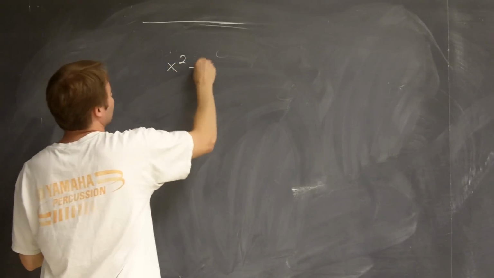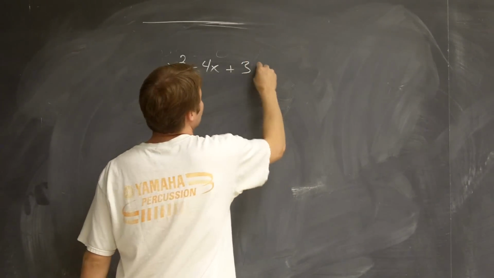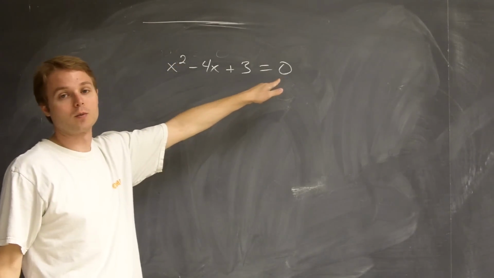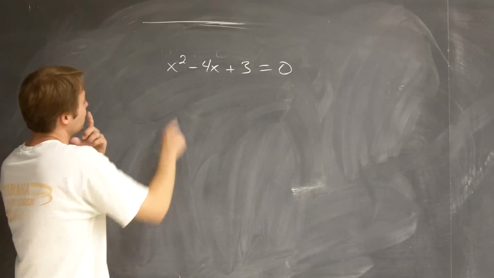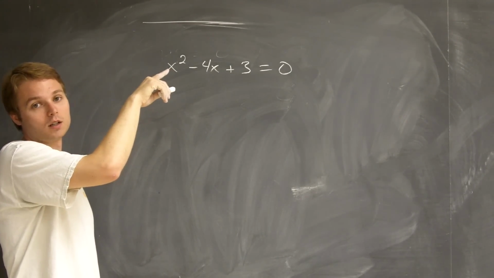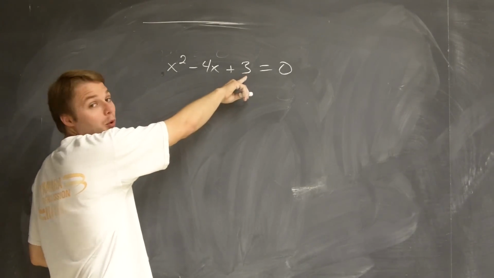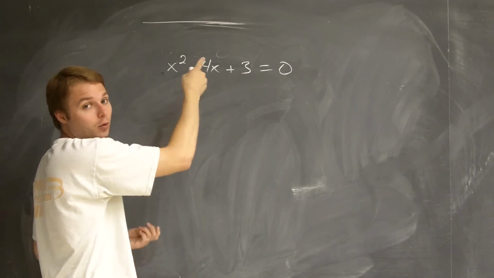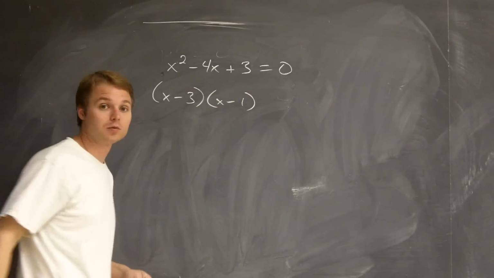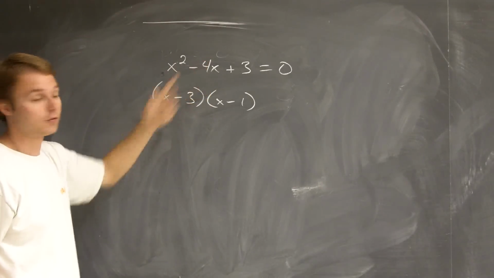For example, I could take this expression, x squared minus 4x plus 3 is equal to 0. This doesn't tell me anything. I can't really solve this equation the way it is. But if I can factor this, this is a type 1 trinomial where the leading coefficient is 1. So all I have to do is think about what two numbers multiply to get 3 and add to get negative 4. Well, that's going to be negative 3 and negative 1. Negative 1 times negative 3 is positive 3. Negative 3 plus negative 1 is negative 4.